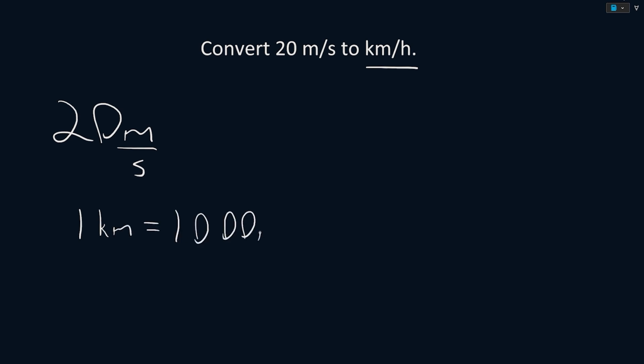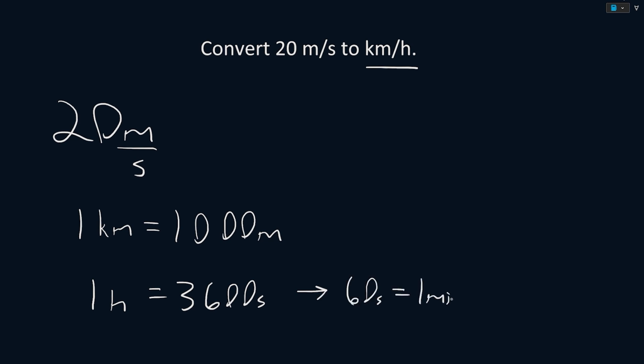Convert 20 meters a second to kilometers per hour. We were given 20 meters per second, and we want to convert to kilometers an hour. We know that 1 kilometer is equivalent to 1,000 meters. We also know that 1 hour is equivalent to 3,600 seconds. We know this because there are 60 seconds in 1 minute and 60 minutes in 1 hour.